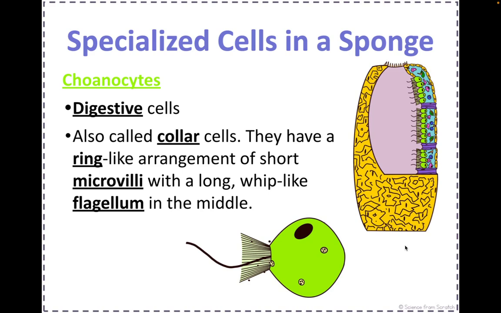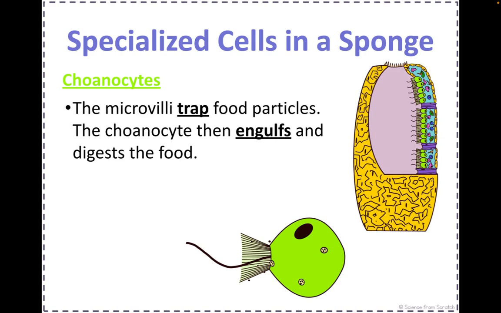In no other animals are we going to focus so greatly on each individual cell. However, because sponges lack true tissues or organs, we are going to focus on their individual cells and the roles they play in the survival of a sponge. Talking a little bit more about these specialized cells: in choanocytes, the microvilli trap particles of food. These little hair-like things are what's trapping the food particles. And then the choanocyte engulfs it and digests the food.